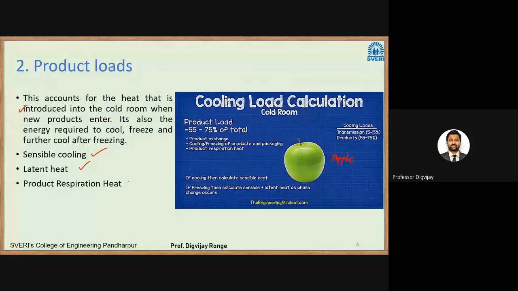Then third is product respiration heat. That respiration is an oxidation process. Oxidation process, we know, is an exothermic reaction. That means energy is being rejected. So that will also act as a load, a thermal load on the cold room.